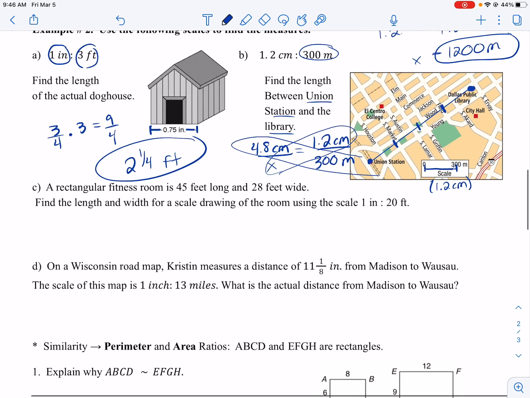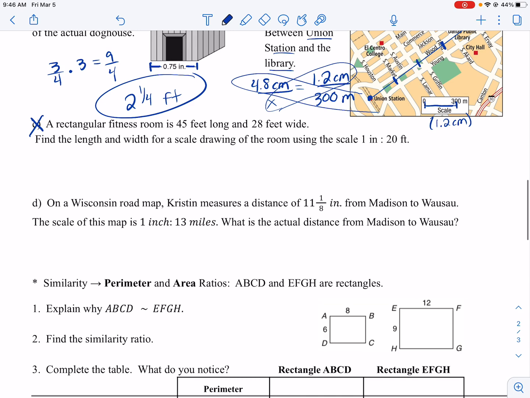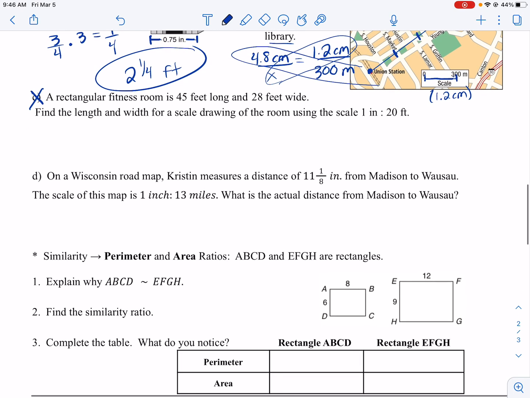Okay, let's skip C for now, and I'll just let you try D on your own. D says, on a road map, Kristen measures the distance of 11 1/8 of an inch from Madison to Wausau. The scale on this map is 1 inch to 13 miles. What's the actual distance? It's a quick calculation there. Why don't you go ahead and use this scale to find the actual distance from Madison to Wausau. Go ahead.